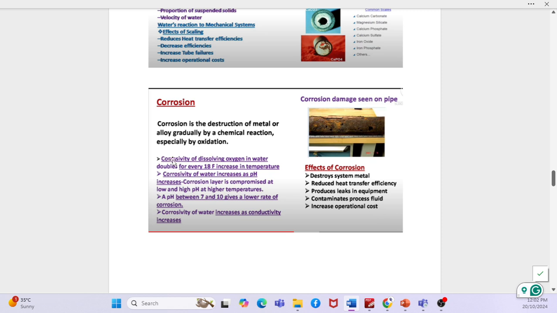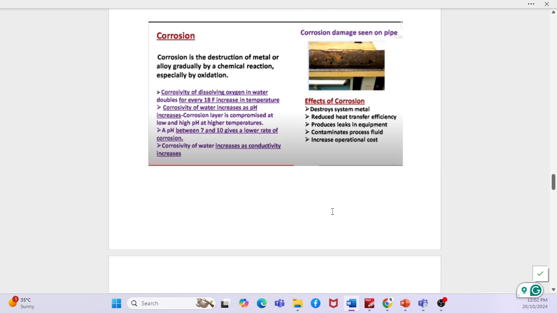Corrosion from dissolved oxygen in water doubles for every 18 °F increase in temperature. Corrosion of water increases with pH level. The corrosion layer is compromised at low and high pH at higher temperatures. A pH between 7 and 10 gives you a lower rate of corrosion. Corrosion also increases as conductivity increases. That is why we add a corrosion inhibitor.